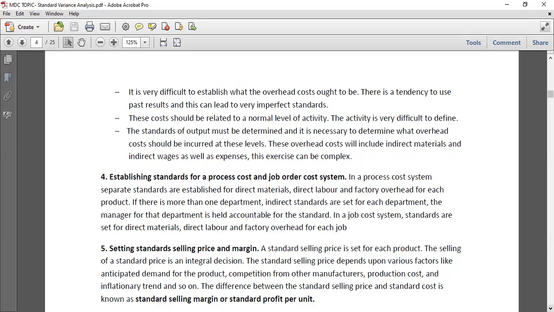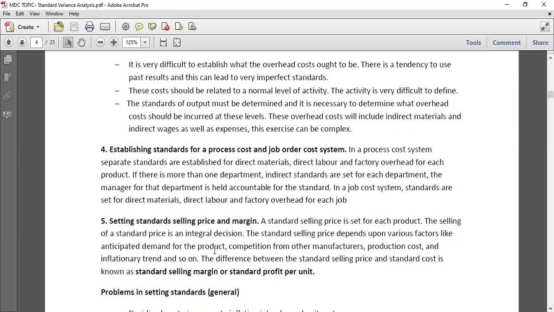Okay, and then we also have setting standards for the sales margin. Like we said, when you call it standard costing, it does not ideally mean we are excluding the element of price. Like I said, we can also have a standard price for a product. So having that in mind means that if we are setting a standard price for a product, we have to make sure that we take into consideration the key factors.